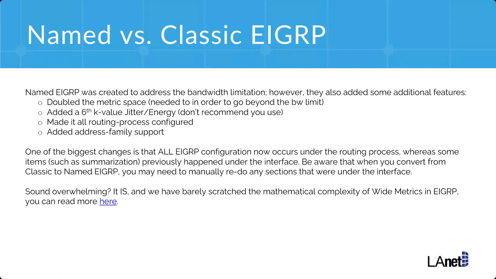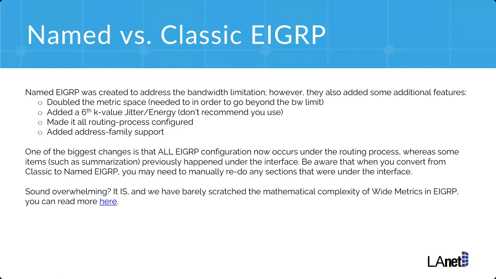So they did add, remember we talked about the 5 K values, they added a 6th K value called jitter or energy. Just like I recommend you don't use K2, K4, and K5, I also recommend that you do not use K6, not least of which is that even Cisco doesn't have a good use case for this. I don't know why they decided to add a 6th K value when they already only used 2 of the 5 K values, other than I think they were like, at least it gives us an option if later on we come up with some good reason. I think you could see where their mind was at. Named EIGRP has been out for over 10 years. I think their mind, because they call it one of the names, it has 2 names, jitter or energy.